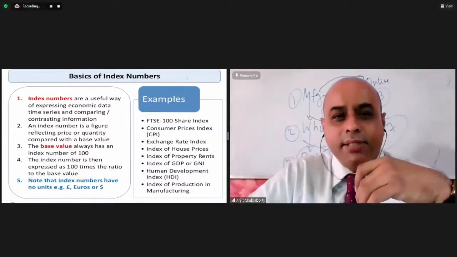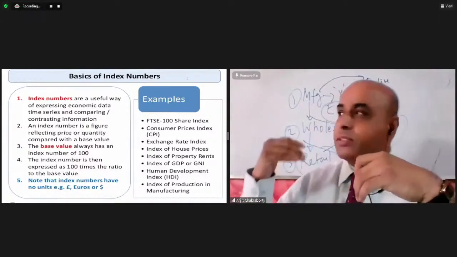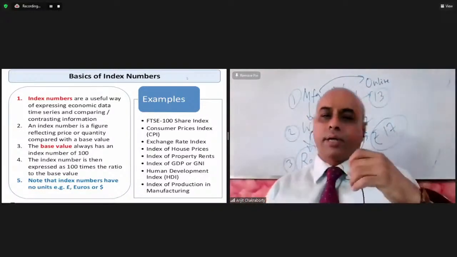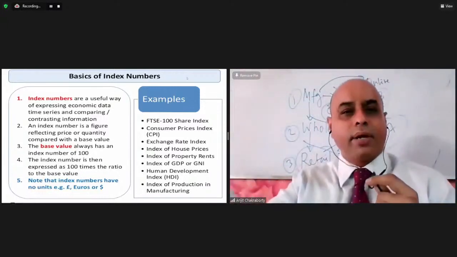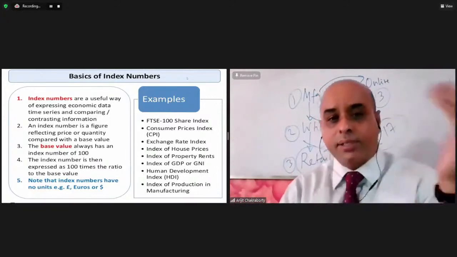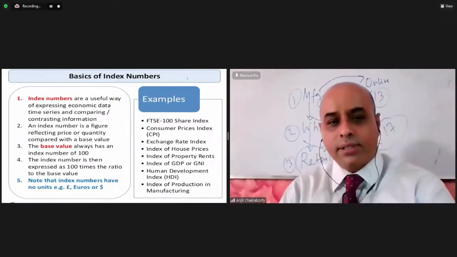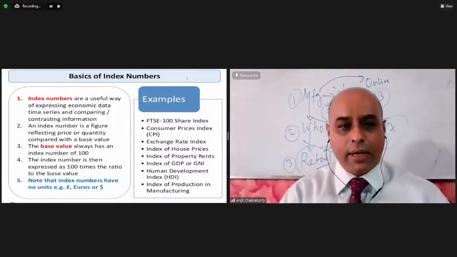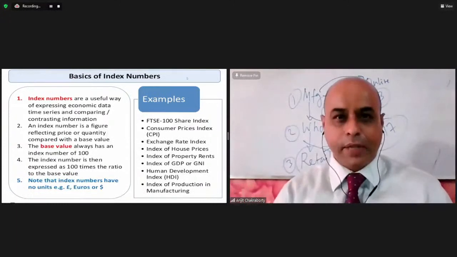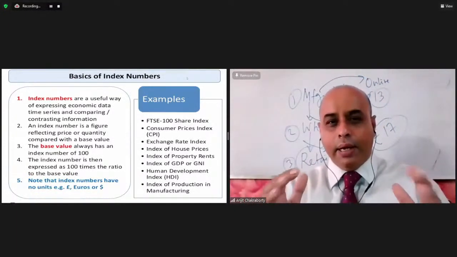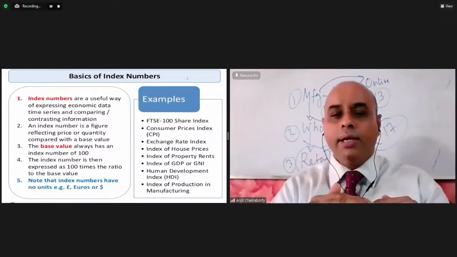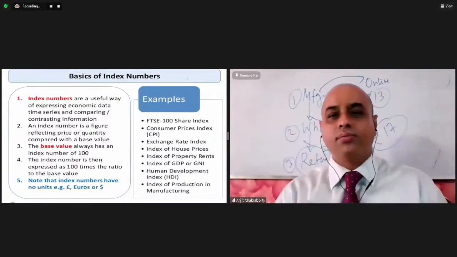Now, index numbers, therefore, let's see a quick recap. Number one, index numbers are a useful way of expressing economic data. And it is a way of comparing and contrasting information, for example, current year price versus the base year price. Then we have seen that the index number is a figure which reflects price or quantity, and it will have a base year value. Base year will always be taken as 100. That means we are assuming that 100 is the assumed figure for the base year, and based on that, we will try to find out the index number.